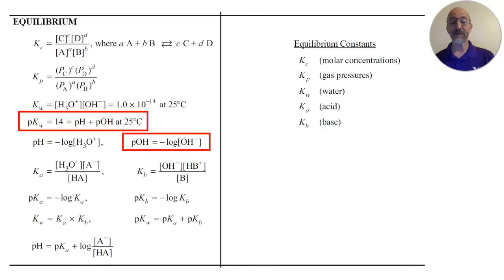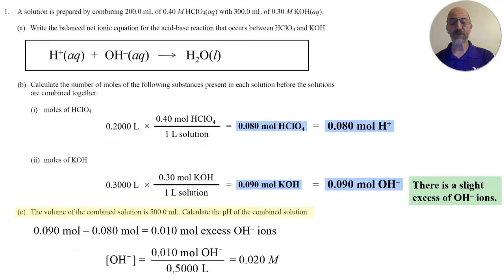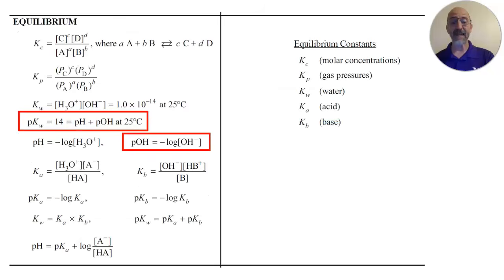And when you take the negative log, be careful. You're not done yet. We want the pH, and pOH and pH are not the same thing. So while I have 0.020 molar for my concentration of hydroxide, I need to negative log that number and then do 14 minus that value. So here comes the answer to part C.